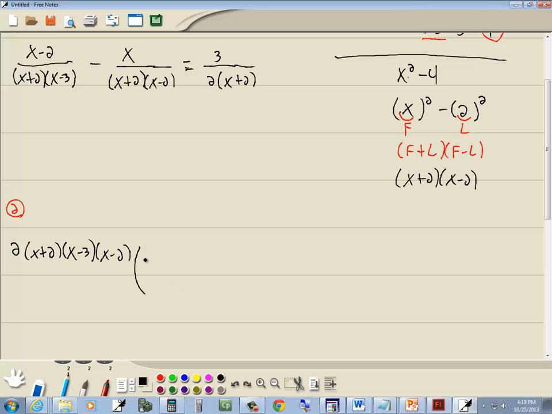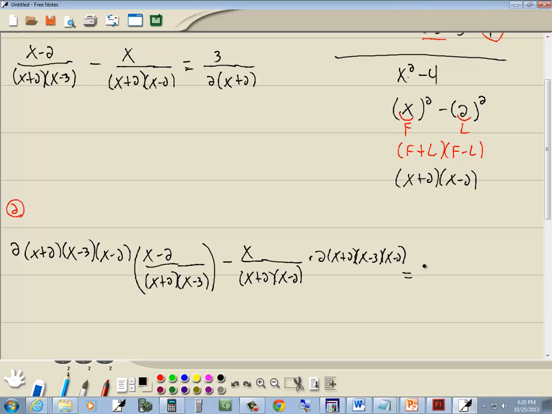So we multiply our first fraction, (x - 2) over (x + 2)(x - 3), by the LCM. We'll multiply it times our second fraction too, I'll put it after the fraction, so times 2(x + 2)(x - 3)(x - 2). And we'll multiply times the fraction on the right side: 2(x + 2)(x - 3)(x - 2) times 3 over 2(x + 2).